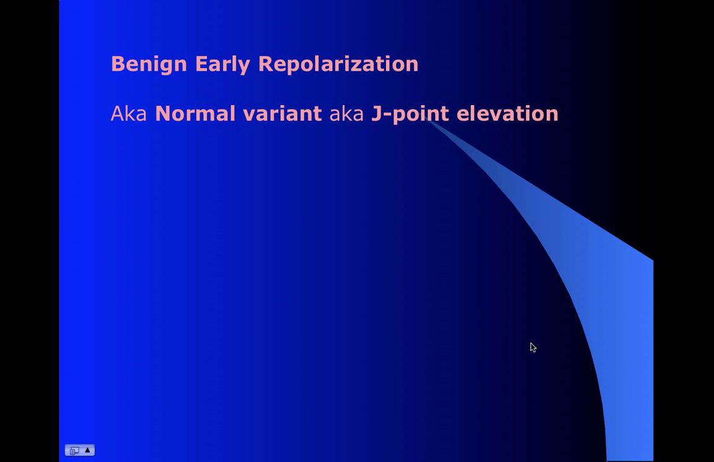Okay. Benign early repolarization, also known as maybe normal variant or J-point elevation. Some people think we shouldn't be calling this benign anymore because there is some evidence showing that these people have a very slightly increased chance of sudden cardiac death. But it is certainly common and is for the most part benign.